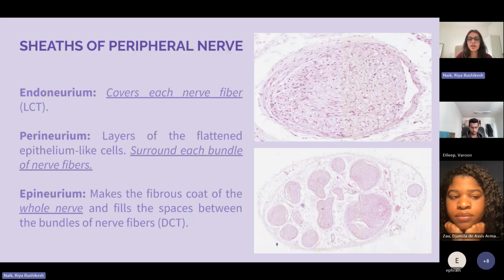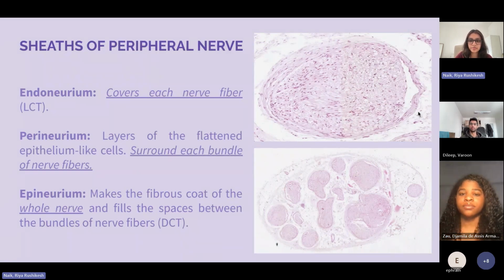Now, the perineurium has multiple layers, and it surrounds one entire bundle of nerve fibers. So this entire part is the perineurium. As you can see, there are multiple layers, a pretty thick layer, and it surrounds the entire bundle of nerve fibers. The epineurium is a structure which surrounds the entire nerve, and it also fills in the spaces between all the nerve fibers, and is made up of dense connective tissue.